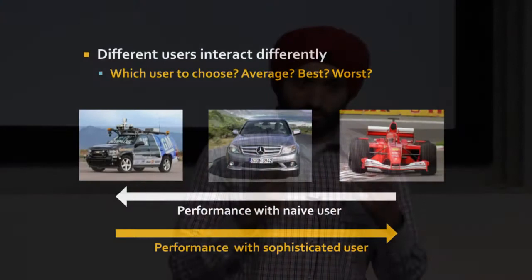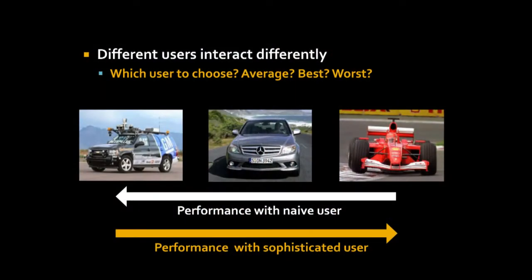So I'll try to conclude by just showing this one particular case. When we are building these intelligent systems, it is very, very important to understand how users behave and learn with these systems. Now, if I asked you, what would be the user performance with these 3 different kinds of cars? This is the automatic DARPA car, this is your normal Mercedes, and this is the Formula 1 car. Now, the performance with the naive user who does not know how to drive would be this, right? And the performance with the sophisticated user is going to be this.